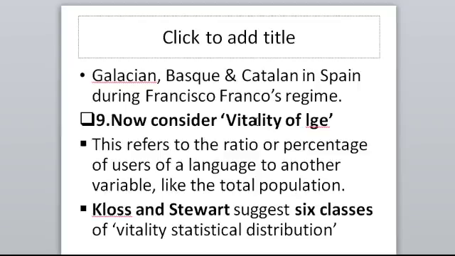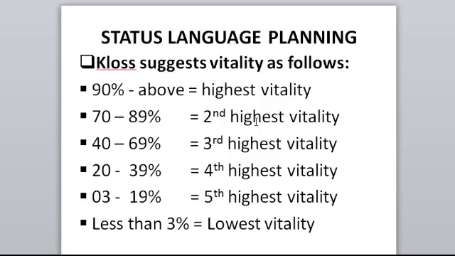Close and Stewart suggest 6 classes of vitality. And this is 6 classes of vitality statistical distribution. And how do they appear? Take note that the presentation in terms of figures have a lot of explanation rather than the way they appear in the table.